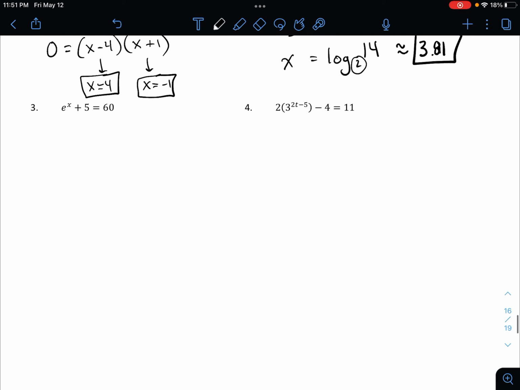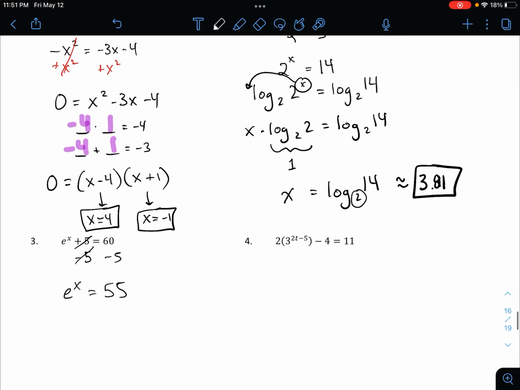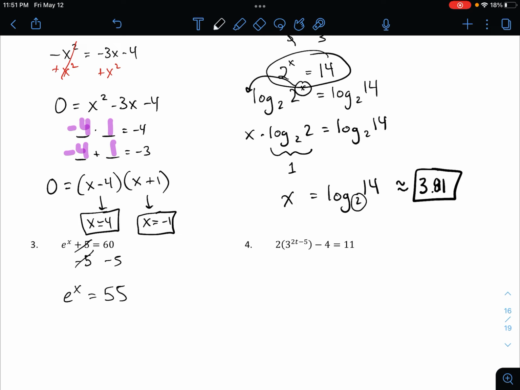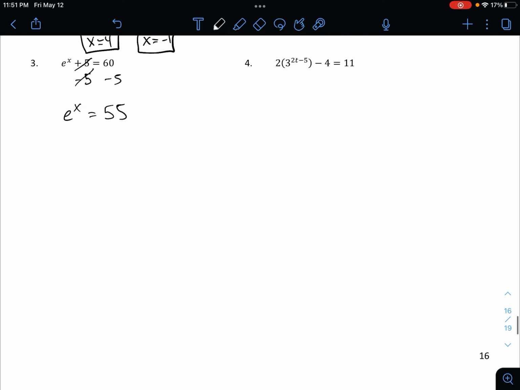For problem number 3, again, first step, we're just really trying to get x isolated. So a good first step would be to just subtract 5 on both sides. And so now we get e to the x power equals 55. And I'm in the same boat I was just in, right? Before we had 2 to the x power equals 14. Now I've got e to the x power equals 55. And hopefully you're saying to yourself, well, I have to take the log of both sides. But what kind of logarithm should I use?